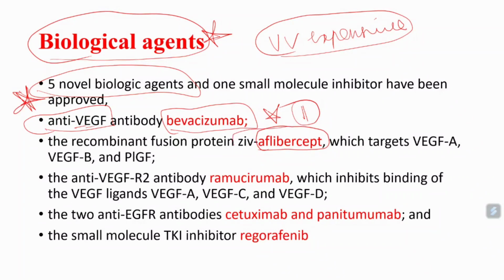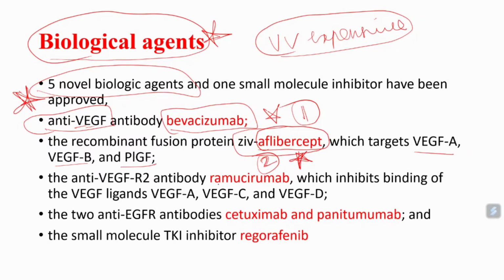Along with that, we have a recombinant fusion protein, aflibercept, also called ziv-aflibercept, which targets VEGF-A, VEGF-B, and placental growth factor. VEGF is the vascular endothelial growth factor. They target these growth factors and decrease their activity, and based on that, aflibercept is another biological agent. These are specific drugs. Aflibercept is the second biological agent, very effective, recently approved for colorectal cancers.